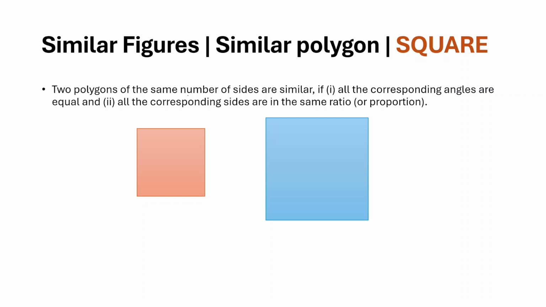Polygons of the same number of sides are similar only if corresponding angles are equal and corresponding sides are in proportion. Here we have square A and this is square B, correct? We can give the naming for the vertices as A, B, C, D, correct? And if you see, a square will always have 90-degree angles. Each angle of the square will be 90 degrees. PQRS, yes. We know angle A will be equal to angle P, angle B will be equal to angle Q, angle C would be equal to angle R, and angle D is equal to angle S.